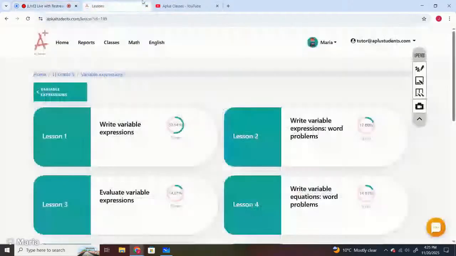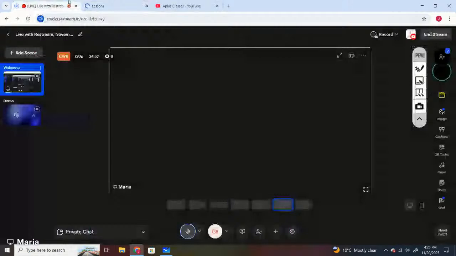So the next lesson is variable expressions. Let's just start with the lesson. Write variable expressions. Start with the first one.